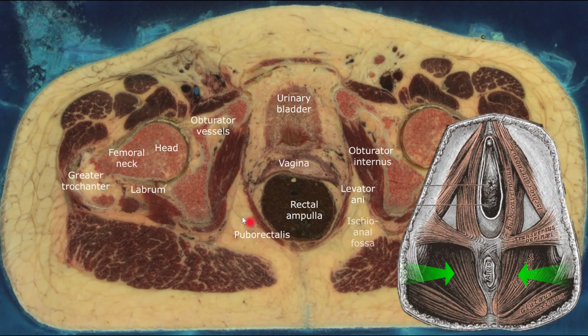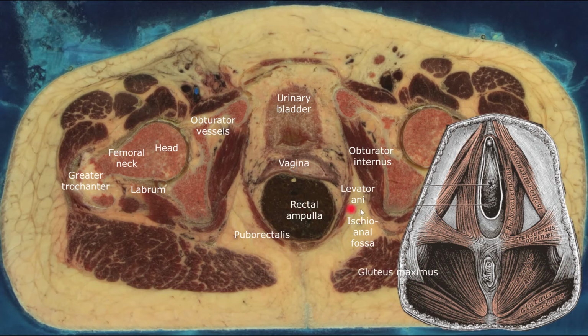Posteriorly is the ischioanal fossa, filled with fat, and you can see the boundaries of this fossa. Laterally is the obturator internus muscle, and medially is the levator ani muscle. The fossa is covered by the gluteus maximus.